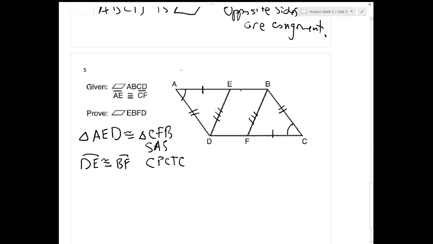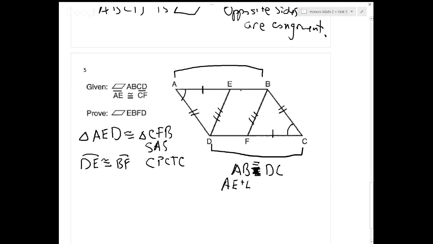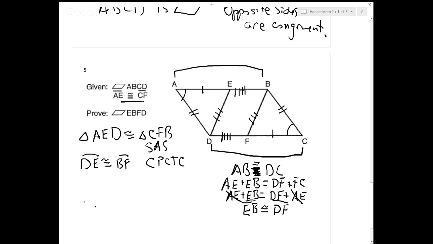Well, earlier on like number 2, we did this idea of, well, I know opposite sides work here. So I know that AB is congruent or equal to DC if I'm talking about length. Let's just go equal. I also know that I could write AB as AE plus EB equals DF plus FC. Earlier we said CF or FC is equal to AE, so let's replace that. I could subtract EB from both sides, and I'm left with EB is congruent to DF, which is here, here. So now from those, I can get to say that EBFD is a parallelogram because opposite sides are congruent.